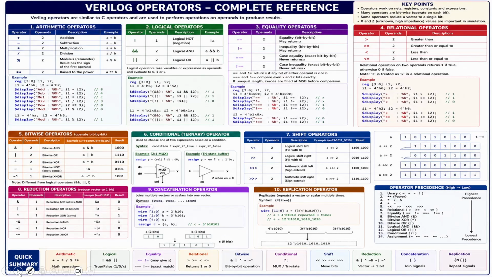And then Verilog operators. What operators do we have? We have different types of operators, used in hardware design: arithmetic operators, logical operators, equality, relational, bitwise, conditional, shift operators, reduction operator, concatenation operator, replication, and then operator precedences. Precedence means which one has the lowest precedence and which one has the highest.